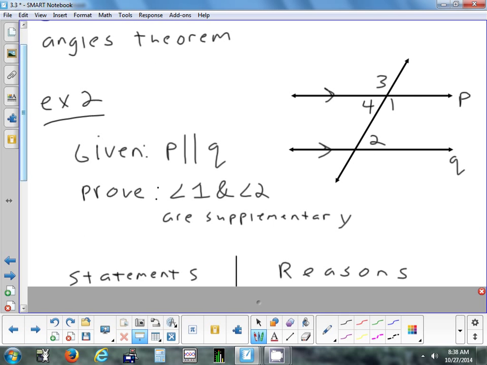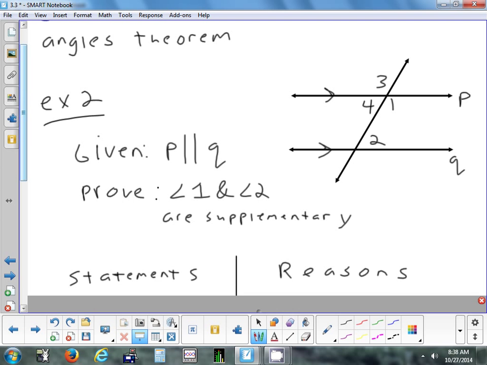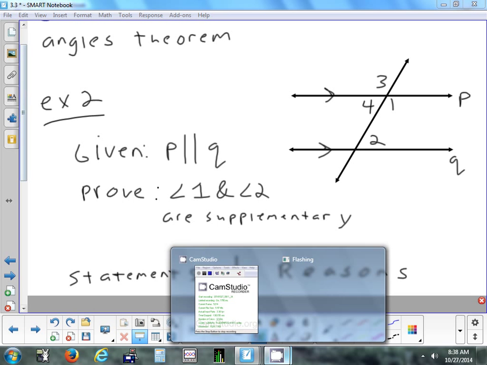You have to take a few minutes and try that one on your own. See if you can figure it out. If you get stuck, just let me know.